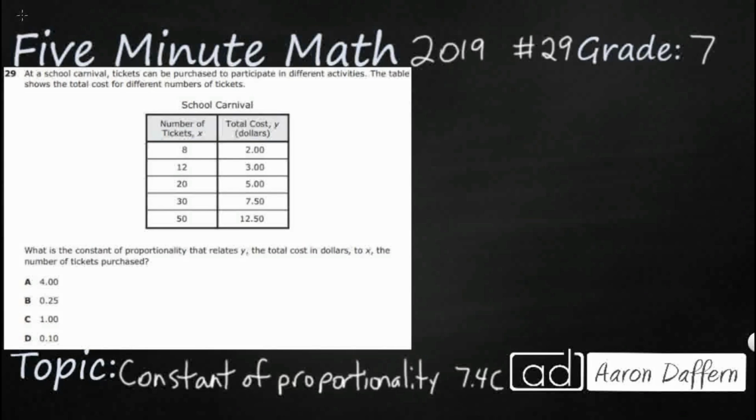Today we are looking at the 7th grade concept of constant of proportionality. This is standard 7.4C in the great state of Texas, and we are using item number 29 of the 2019 released STAAR test. If you have not done so already, please go ahead and take a moment to pause the video, work this problem out on your own, unpause it, and then we will look at our answers together.